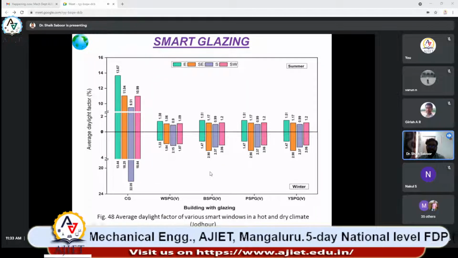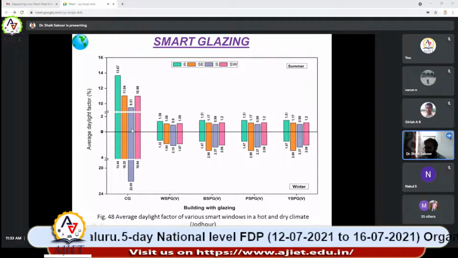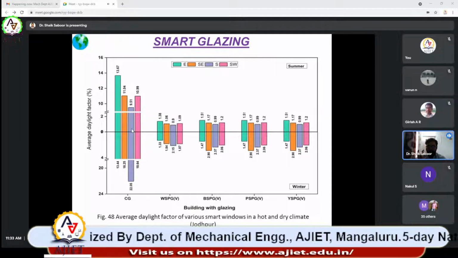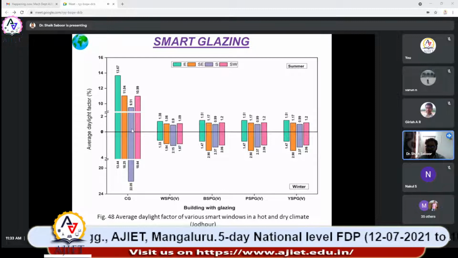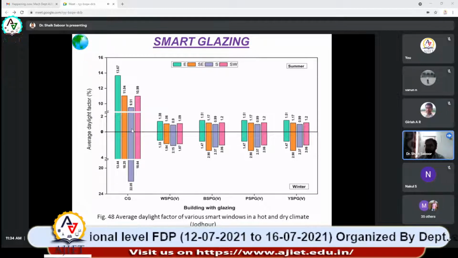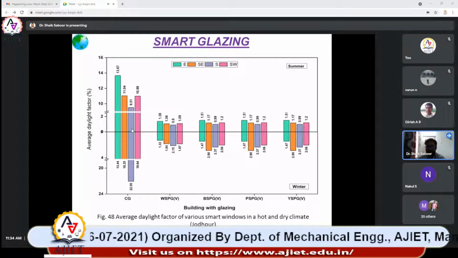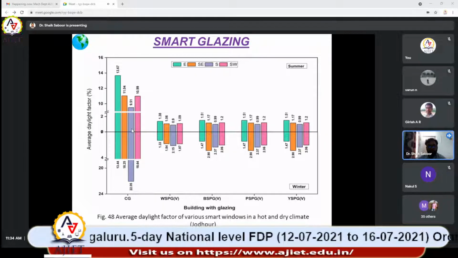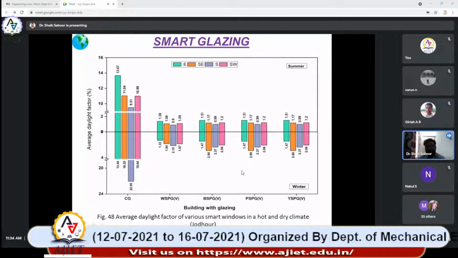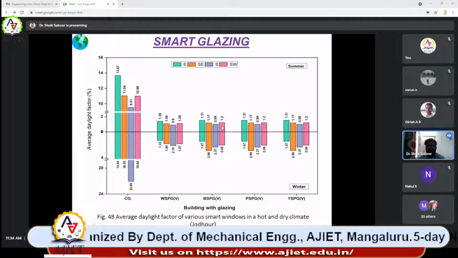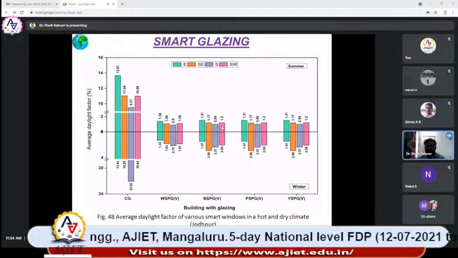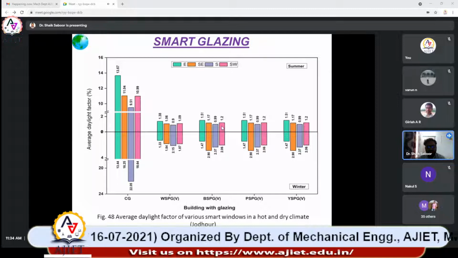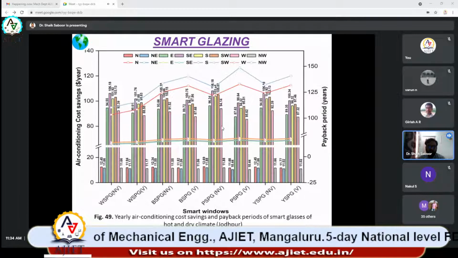Also the daylight factor: obviously clear glazing has more daylight factor, but too much daylight factor we don't need. Too much daylight factor will give you a glare effect and also a lot of heat gain inside the building. The required daylight factor must be maintained; that should be our main objective. If you look at all the glazings we studied, for almost all glazings we are able to get more than 1 daylight factor, which means the results are favorable. These things are very important. So you can see the air conditioning cost savings for various glazings.